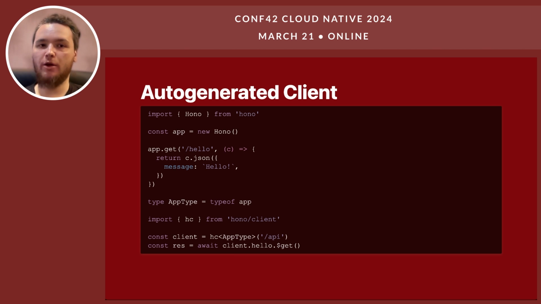Then you would import a Hono client, initialize it with the AppType, specify the base API path, and you will have a completely type-safe client for your API with all the inputs, outputs, all the endpoints in a completely type-safe manner.